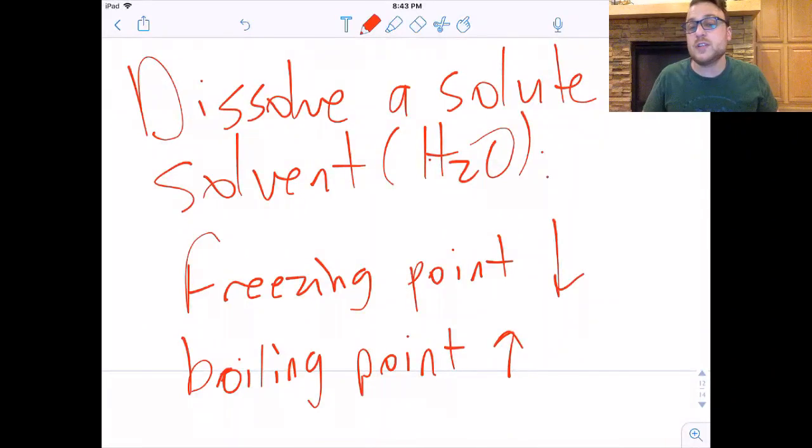Boiling point will do the opposite. If it's more difficult to boil, it's harder to get the water boiling, it's going to boil at a higher temperature. So generally speaking, you dissolve a solute in a solvent, the freezing point goes down, and the boiling point goes up.